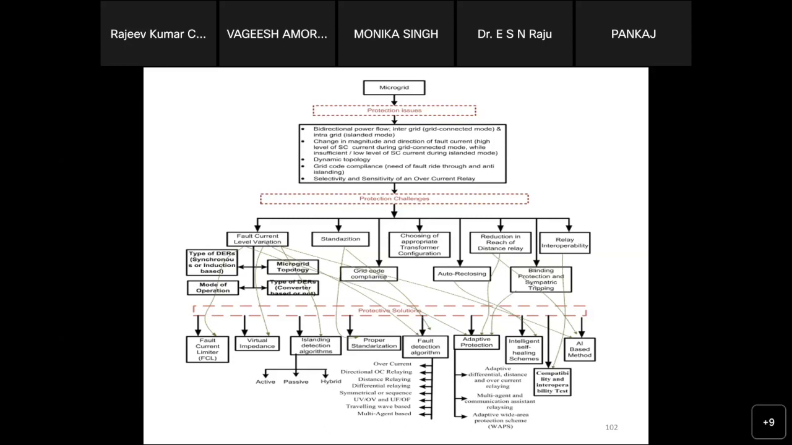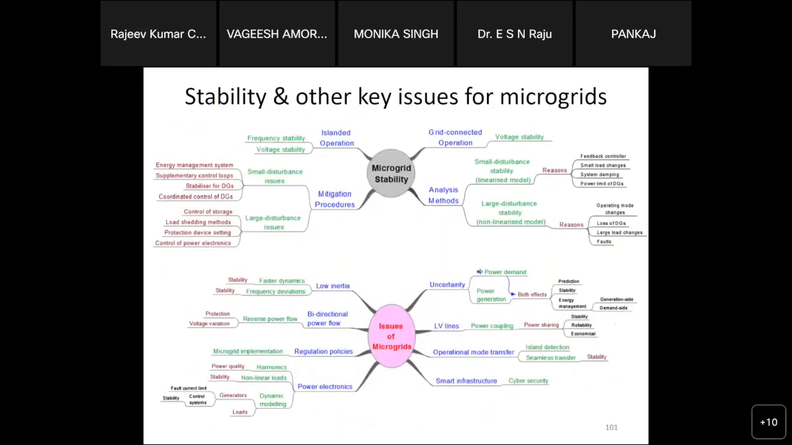When we are working with the DC microgrid, one of the main challenges is protection. When we are working with the microgrid with grid connection, we have bidirectional power flow. That is one of the reasons we have more protection issues as well as protection challenges. Those are the protection issues and challenges, and these are the different issues of the microgrid as well as the stability issues.